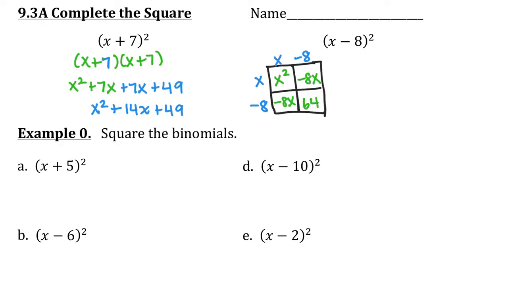And then when I write the trinomial, that is my answer. I have x to the second. If I do minus 8x minus another 8x, I get minus 16x. And then I put the positive 64 at the end.